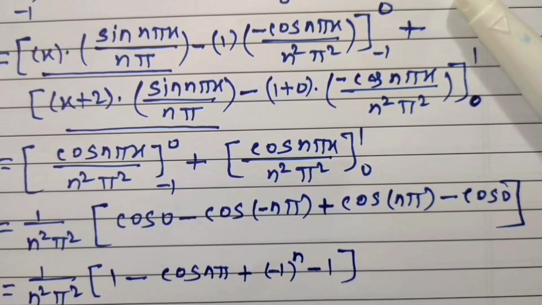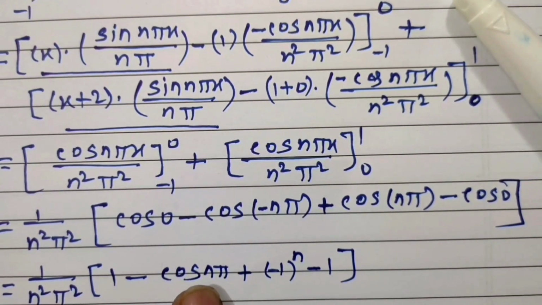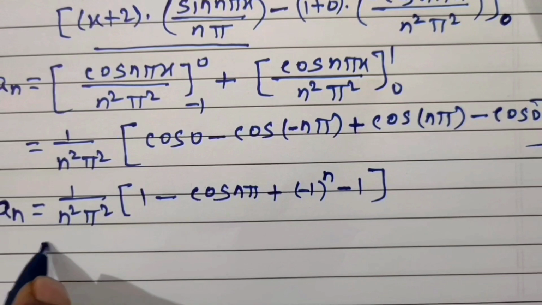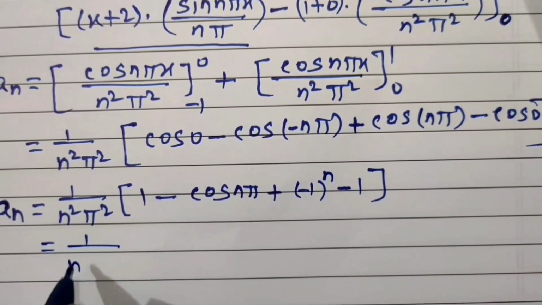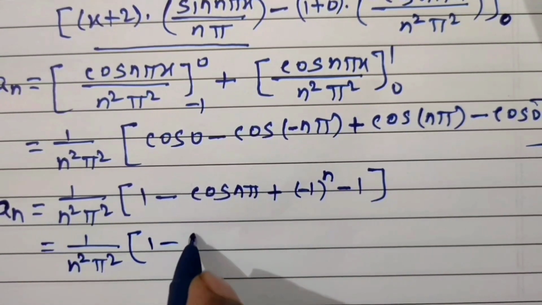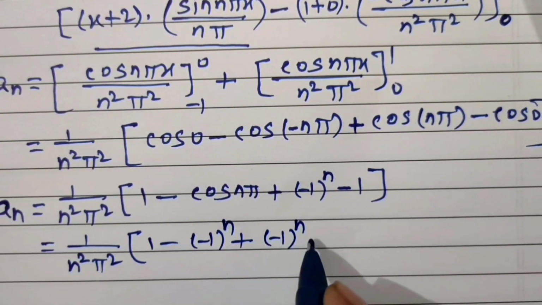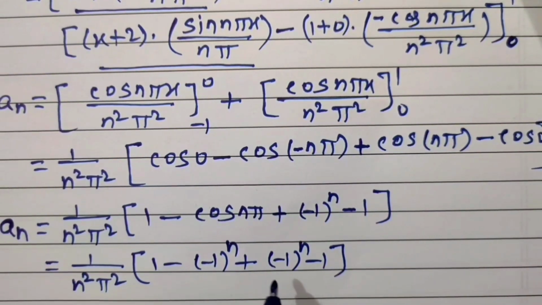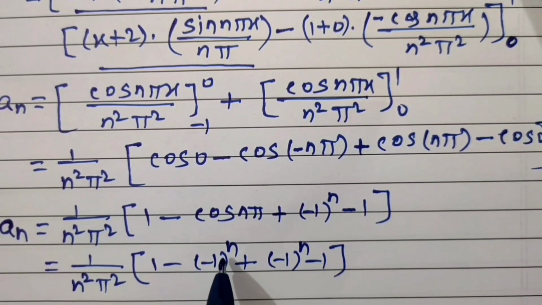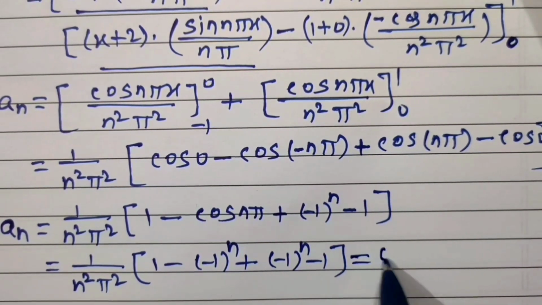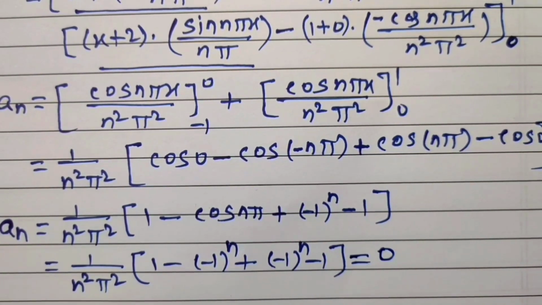Now here cos n pi is minus 1 to the power n, which is equal to 1 upon n square pi square into bracket 1 minus 1 to the power n plus minus 1 to the power n minus 1. Here 1 minus 1 becomes 0, and minus of minus 1 to the power n plus of minus 1 to the power n, these two terms also get cancelled. Hence an is equal to 0. This is the value of the second Fourier coefficient an.